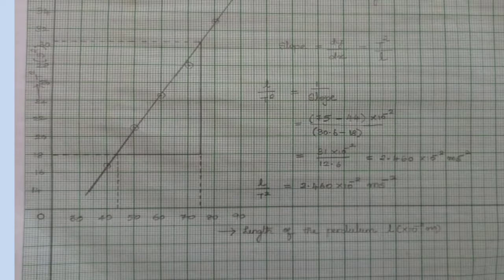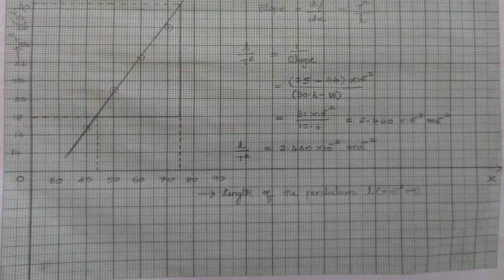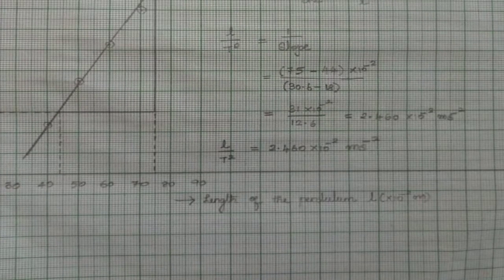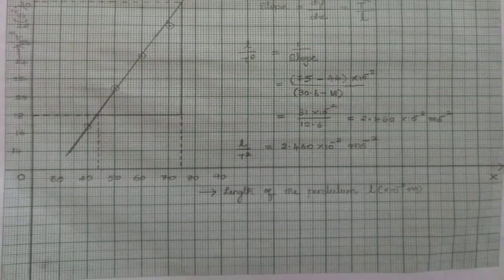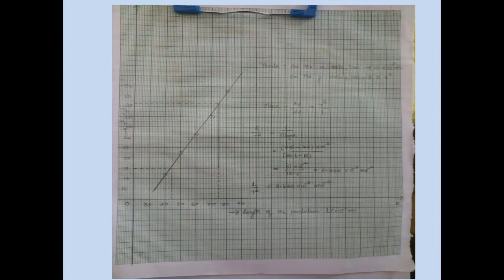So on the x-axis, dx is 75 minus 44 into 10 power minus 2, and on the y-axis, dy is 30.6 minus 18. Simplifying this, we get 31 into 10 power minus 2 divided by 12.6. So we got L by t square as 2.460 into 10 power minus 2 meter per second square. So we have found L by t square from the graph.